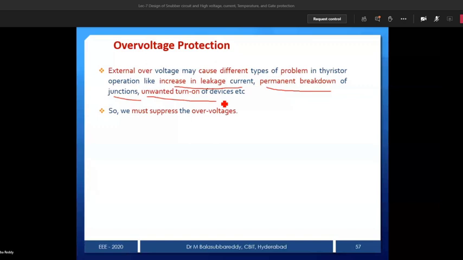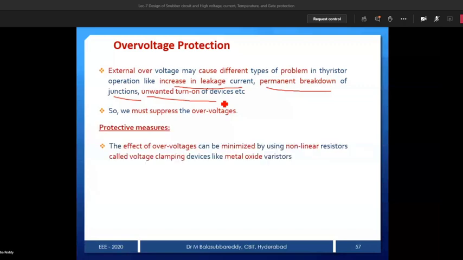Now we must suppress this, whether it is external or internal, because it is happening unwantedly. You have to protect the device from over voltage. For this, protective measures have to be taken. So what are the protective measures? This is minimized by using non-linear resistors, or in general terms metal oxide varistors, MOV. So metal oxide varistors are used to prevent these over voltages.